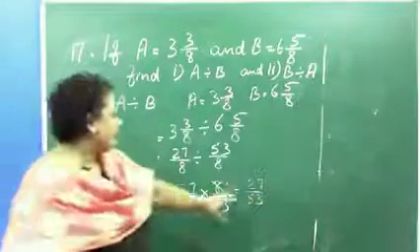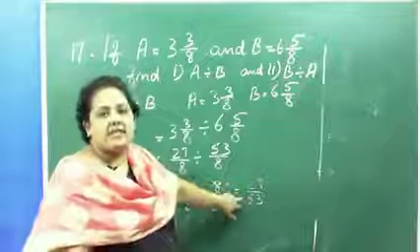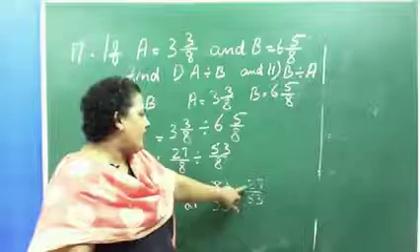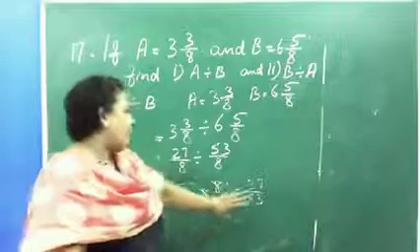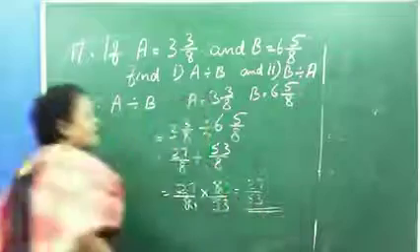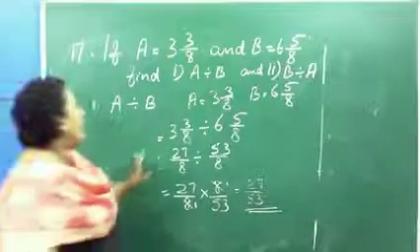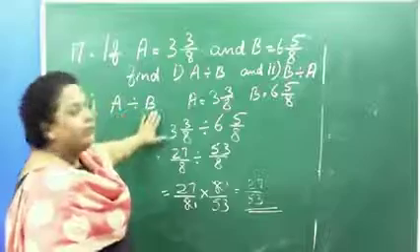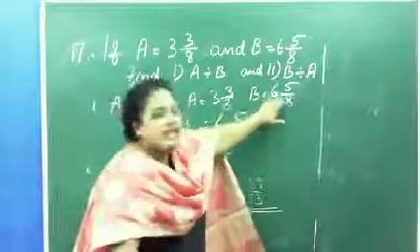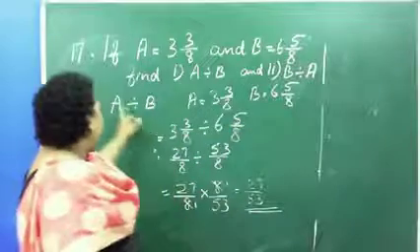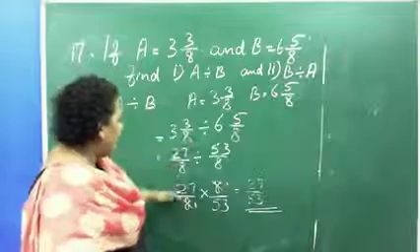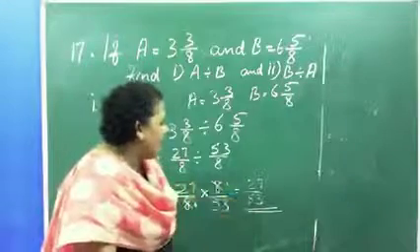Now any common factors here for 27 and 53? No, no common factors are there for 27 and 53. So there is no need to reduce it into the lowest form. This is the answer. I hope you got it. Here A divided by B, A is given as 3 by 8 and B is given as 6 5 by 8. A divided by B is written this way, and then we have done it. We got the answer as 27 by 53.